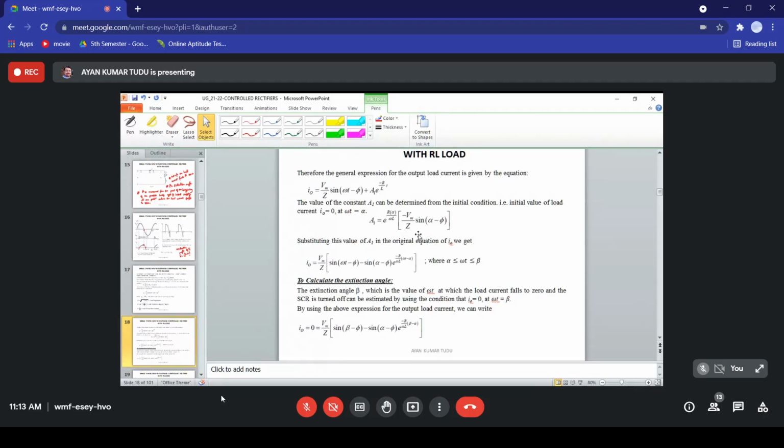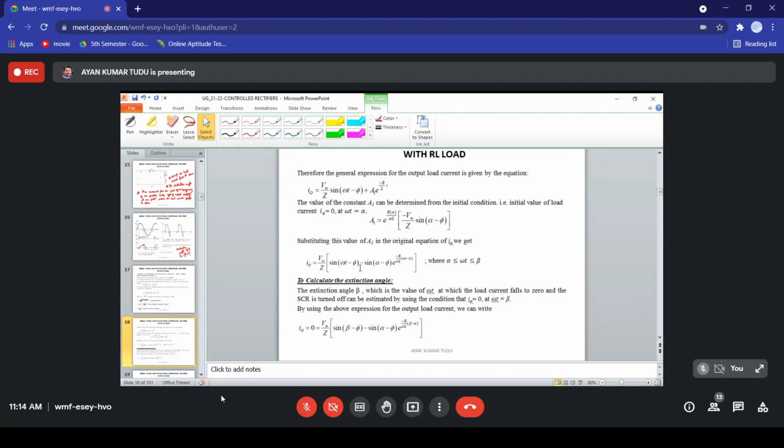There's e to the power R into alpha by omega L into minus Vm by Z sine of alpha minus pi. If we substitute this expression here, we get I0 equal to Vm by Z, sine of omega t minus pi minus sine alpha minus pi into e to the power minus R by omega L into omega t minus alpha, where alpha is less than or equal to omega t less than or equal to beta. This expression can be found out.